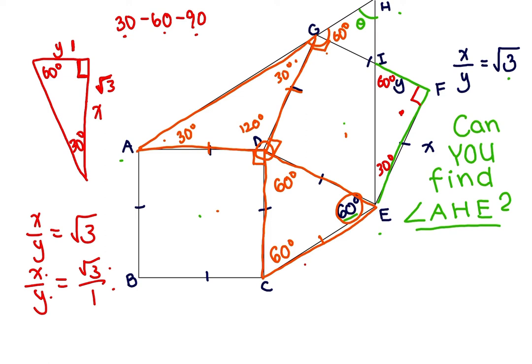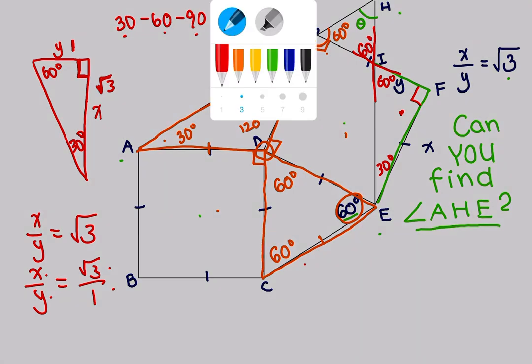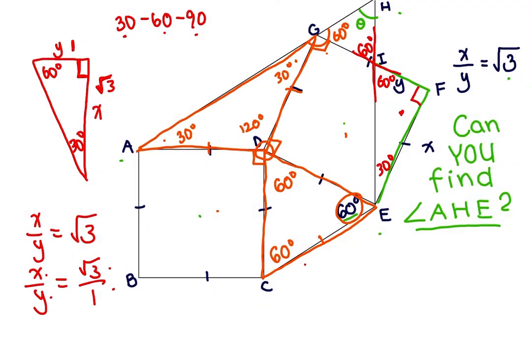We can use opposite angles over here to find that this is also 60 degrees. And lastly, we'll take this triangle and see that it is another 60 degrees because of the sum of angles in the triangle. And there's our answer. So in the end, therefore, angle AHE is equal to 60 degrees.